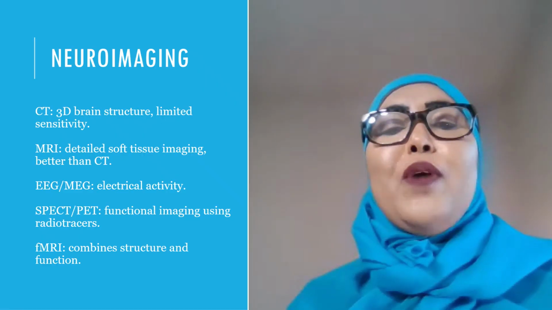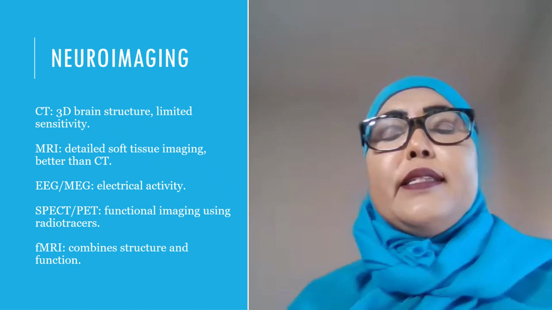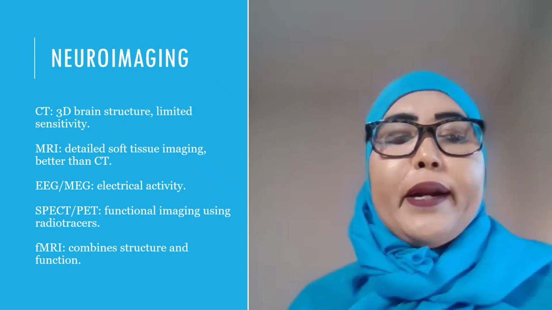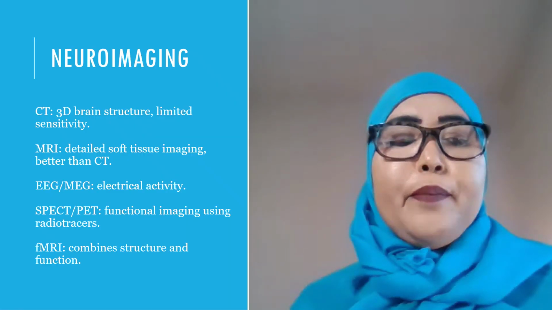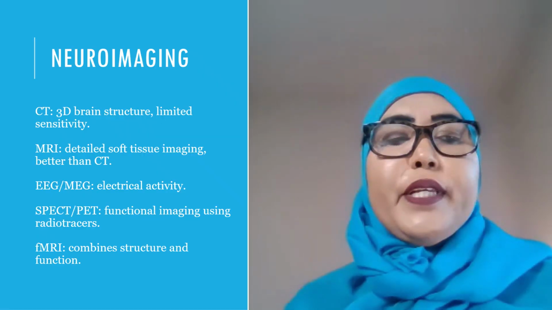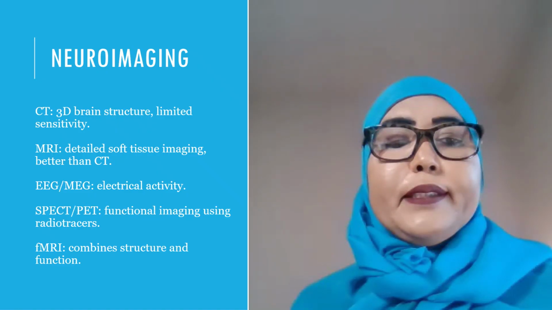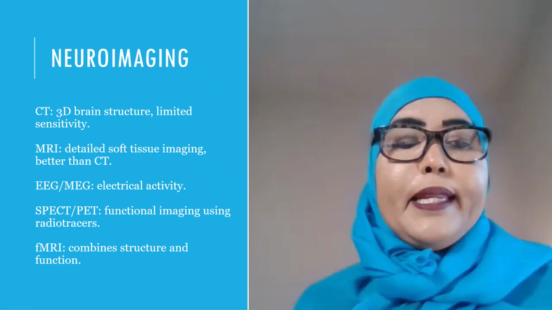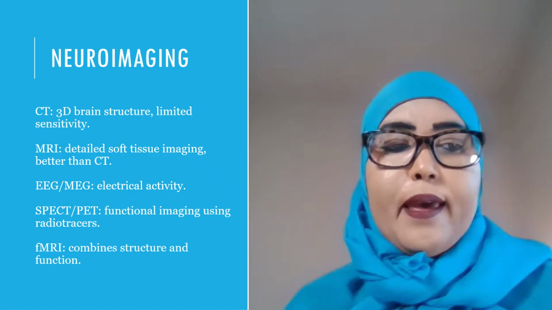Neuroimaging includes tools to assess brain function and structure. There are different ones. There is a CT scan, there is an MRI, there is an EEG and MEG, there is a SPECT and PET, and there is an fMRI. CT assesses the brain structure and is limited in sensitivity. MRI details the soft tissue imaging and is better than the CT scan.